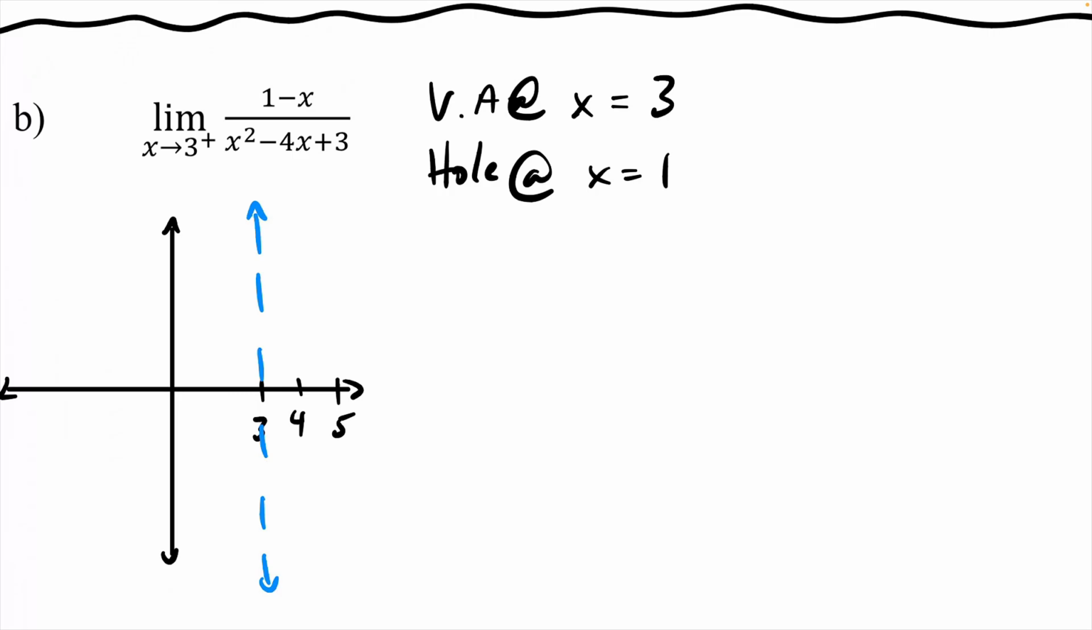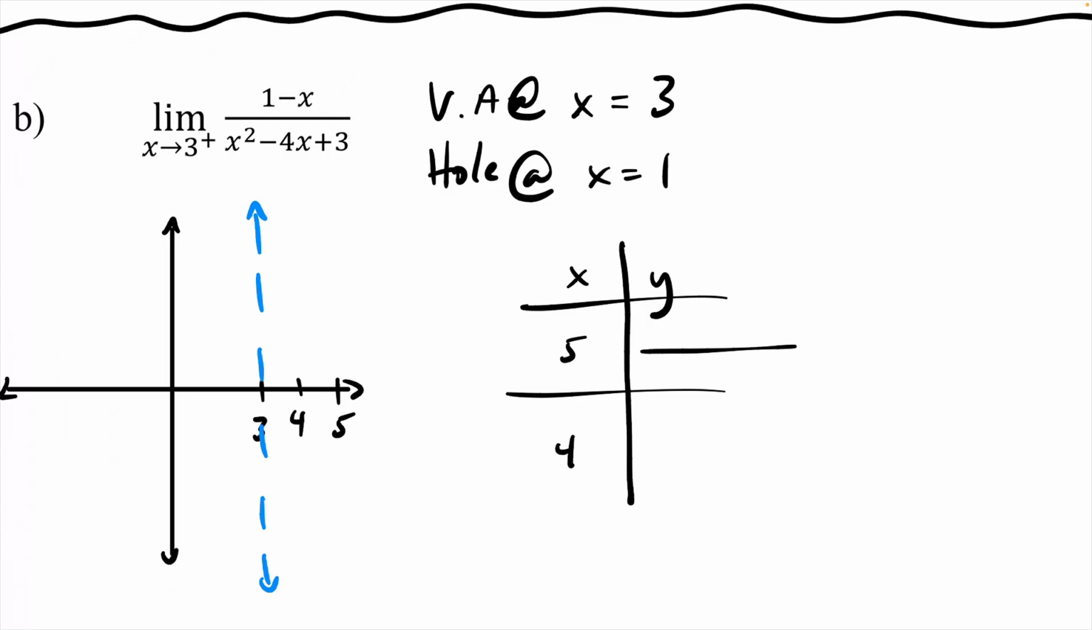So I want to get closer and closer to the vertical asymptote and figure out, so I have 2 options. Is it going up to positive infinity or down to negative infinity, right? So pick 2 values. Always pick the 2 closest, easiest that you can. So I'm going to pick 5 and I'm going to pick 4. So 1 minus 5, and then 5 squared minus 4 times 5 plus 3.